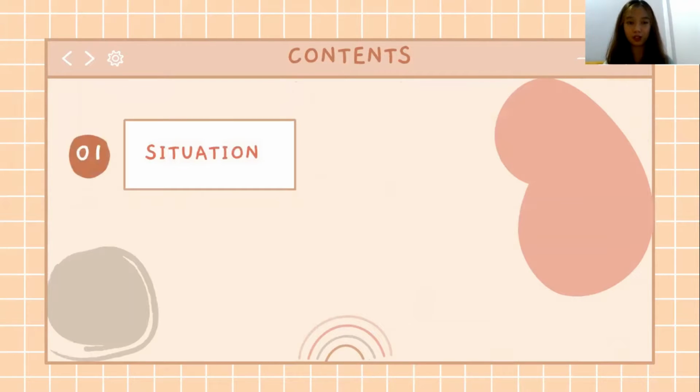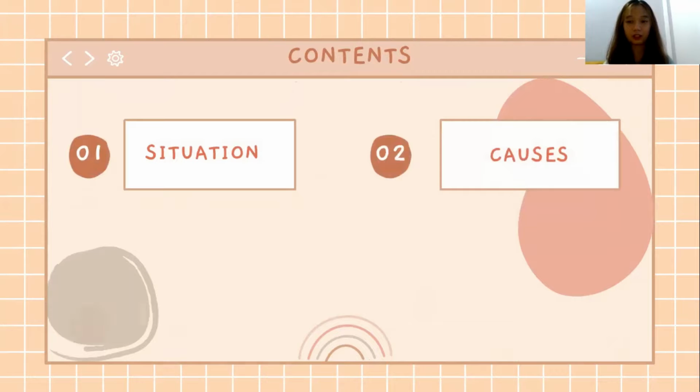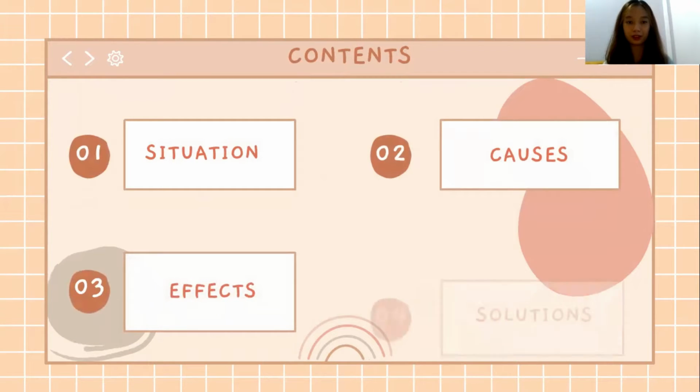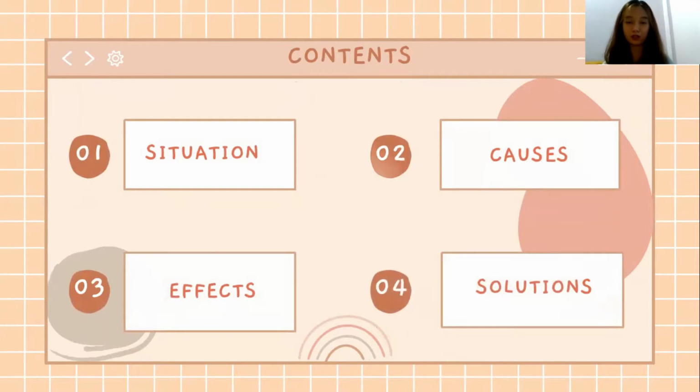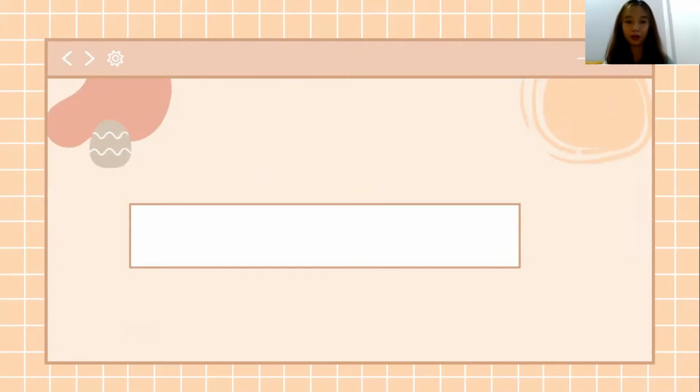First, the situation. Second, the causes. Third, the effects. And finally, the solutions. I'll start off by talking about the situation.